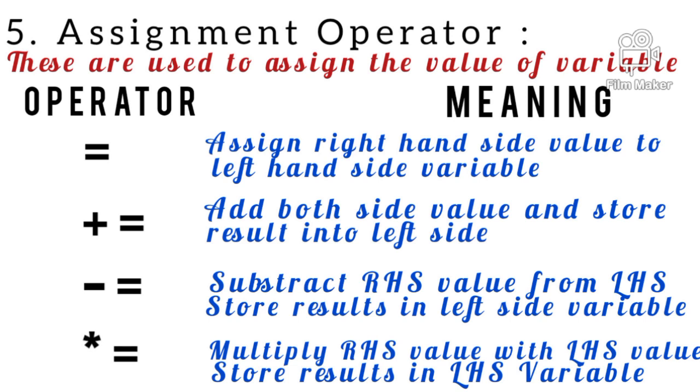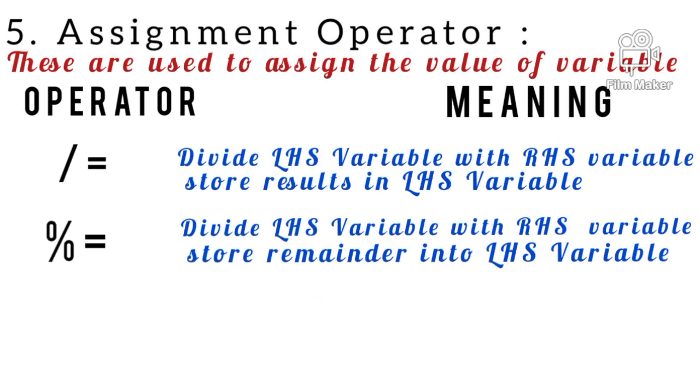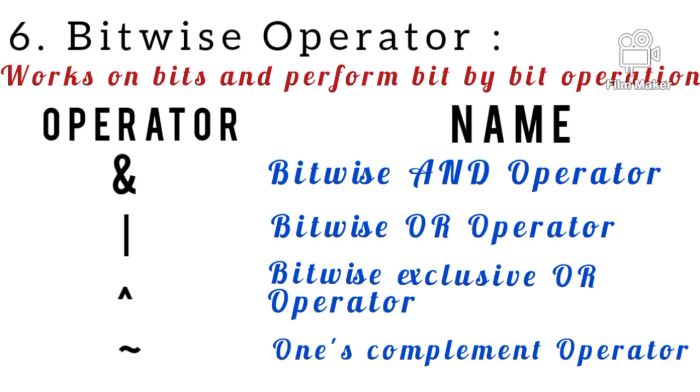Then next is the multiply equal to. It multiplies RHS value with LHS value and stores result in LHS variable. Next is divide equal to. It divides LHS variable by RHS variable and stores result in LHS variable. Next is mod equal to. It divides LHS variable by RHS variable and stores remainder into LHS variable.